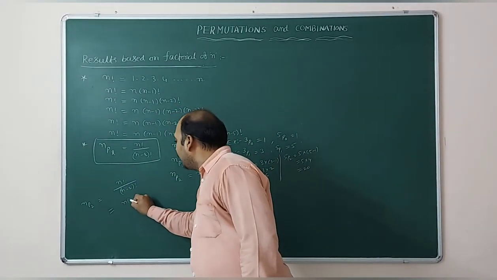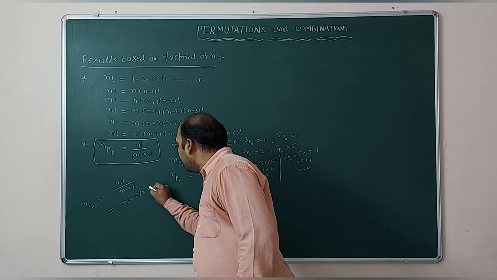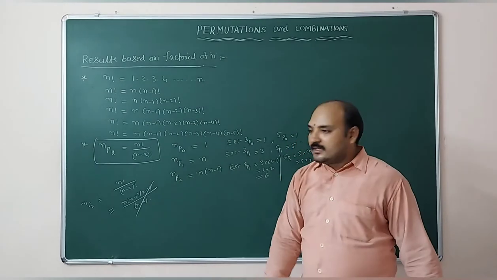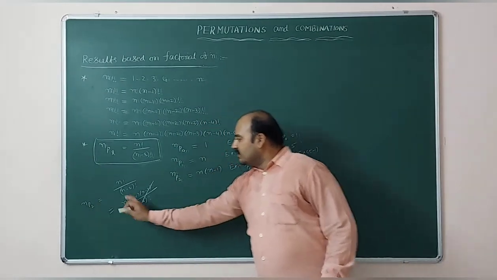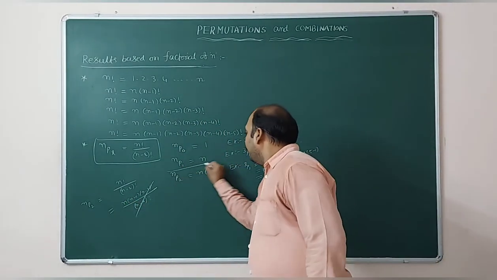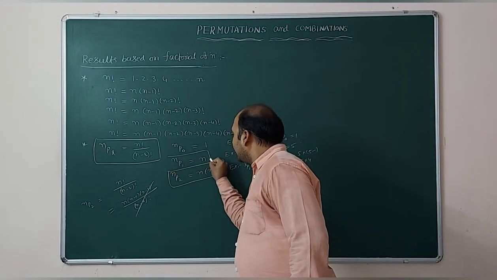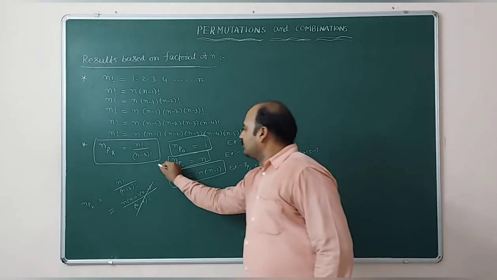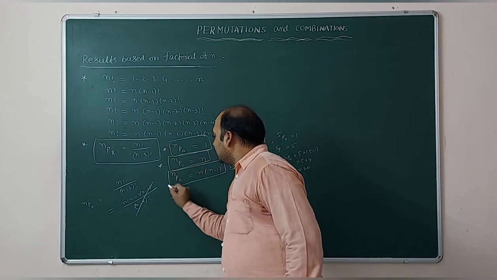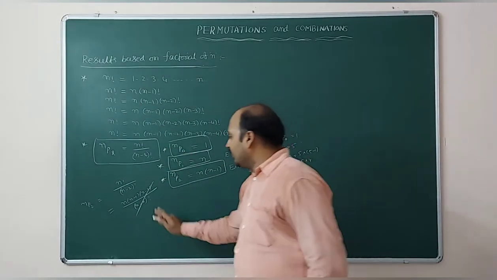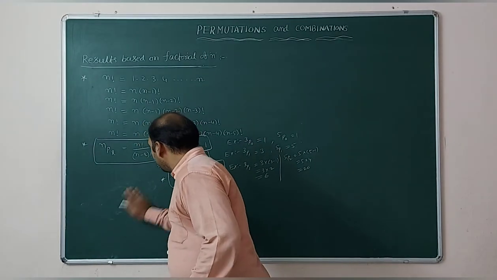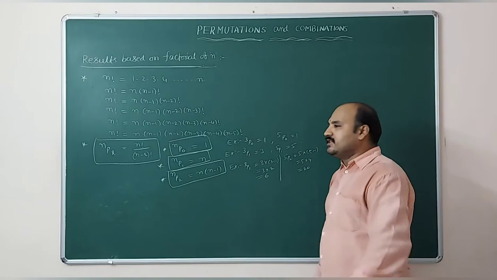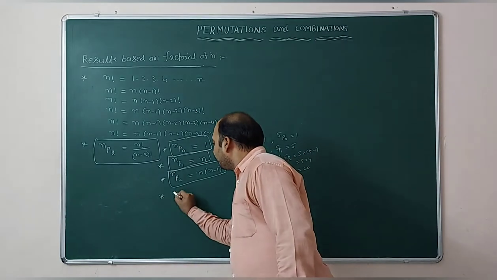So n into n minus 1 into n minus 2 factorial by n minus 2 factorial. The n minus 2 factorial cancels, leaving n into n minus 1. So nP2 means n into n minus 1. Be careful, my dear students. Listen carefully and thoroughly. These are the fundamental steps. Without these fundamentals, the subject is not easy. Surely I am saying, if you are perfect in these concepts, the subject is very easy to understand.